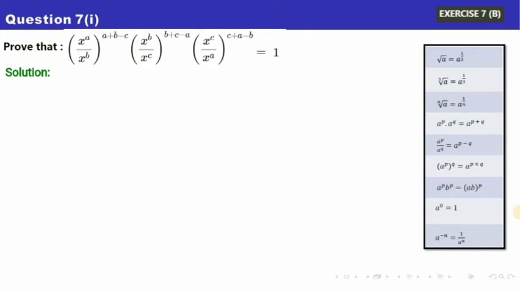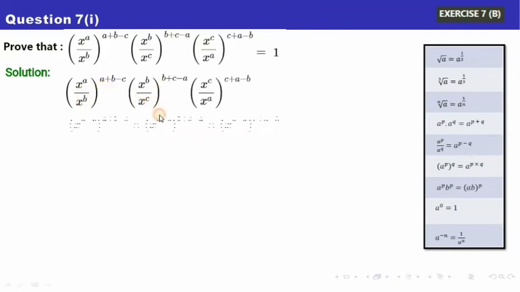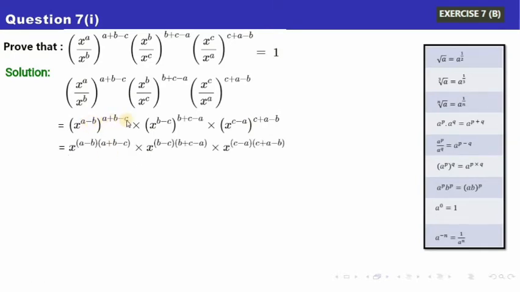Okay, let's have a look at this now. So here we need to show that this is equal to 1. So let's begin. All of you know this goes to the numerator and becomes minus b, isn't it? So the power becomes minus. Here also the same thing happens. So a minus b, b minus c, and similarly this is c minus a. Now we know we will multiply the powers, isn't it? So it becomes a minus b into a plus b minus c. Similarly b minus c into b plus c minus a, c minus a into c plus a minus b.